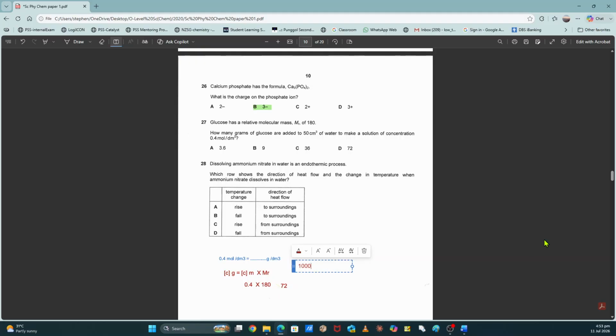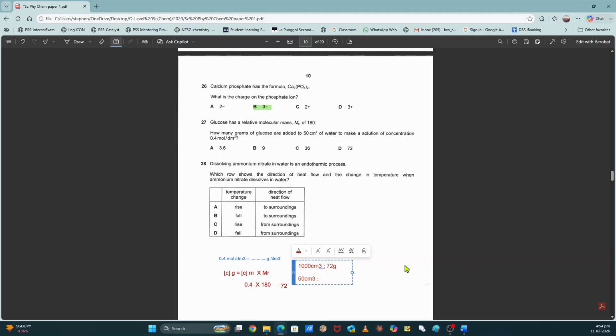So if it's 1000 centimeter cube, which is 1 liter, then I have to use 72 grams. But if I only want to use 50 centimeter cube, should I also use 72? No, right? Because to get the same concentration, you don't need that. How are you going to figure out how much I need?